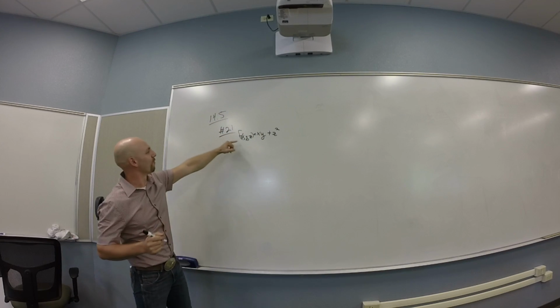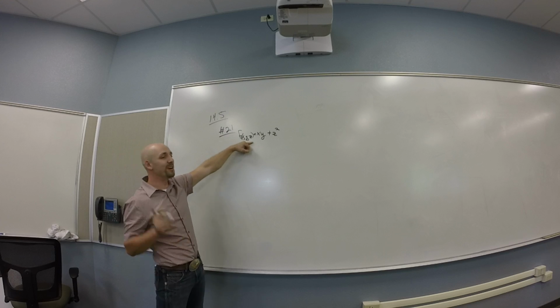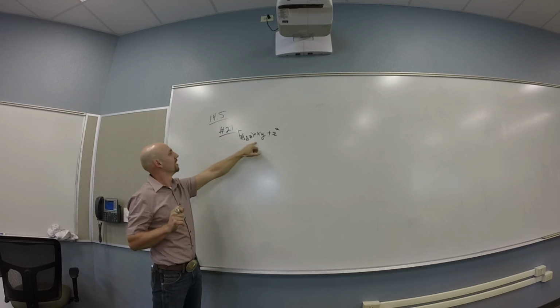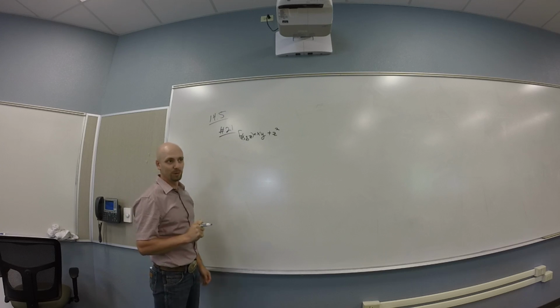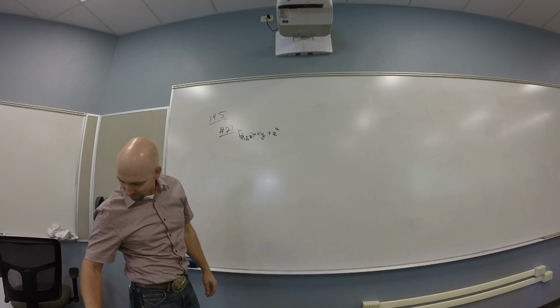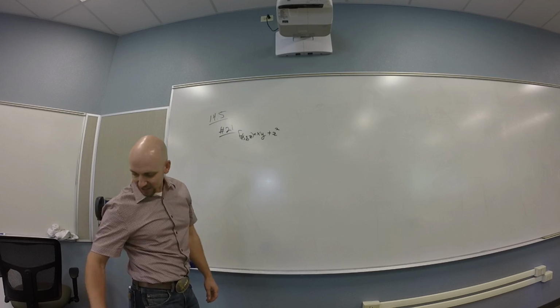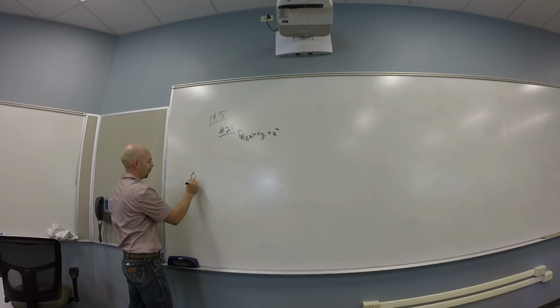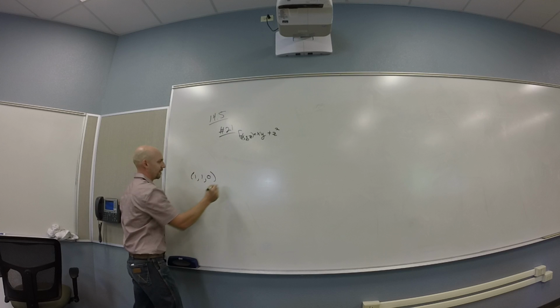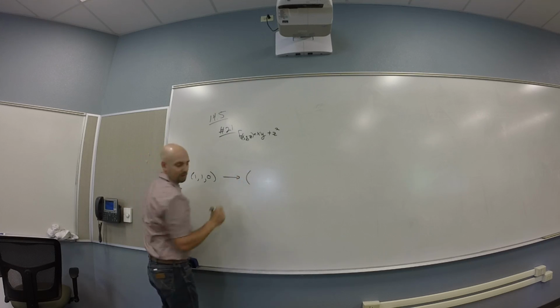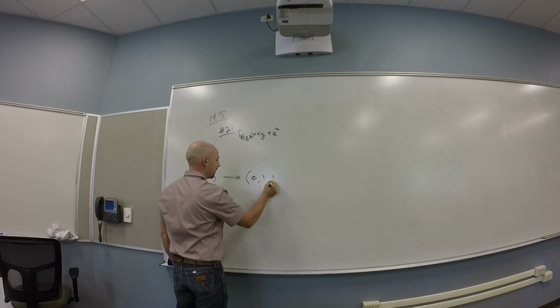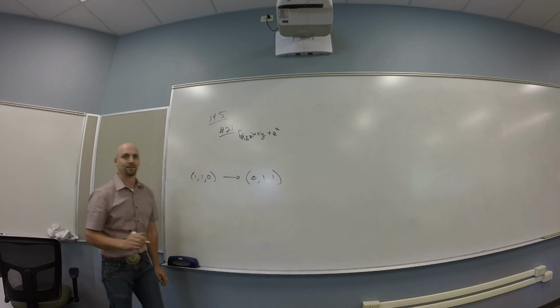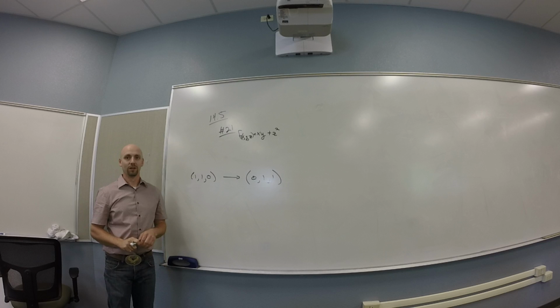So number 21 in 14.5 says I have a function of 3 variables, x, y, and z, and that's equal to x times y plus z squared. And I'm supposed to calculate a directional derivative as I leave the point 1, 1, 0, and I head to the point 0, 1, 1. Cool? All right, so what do I need?